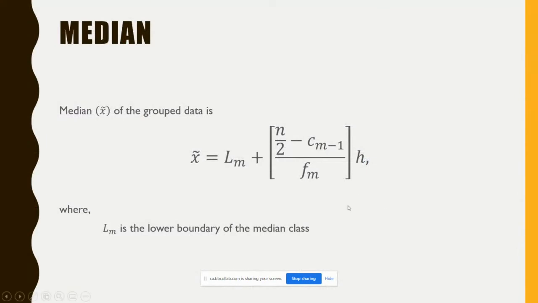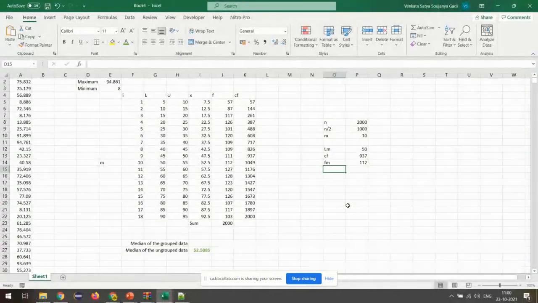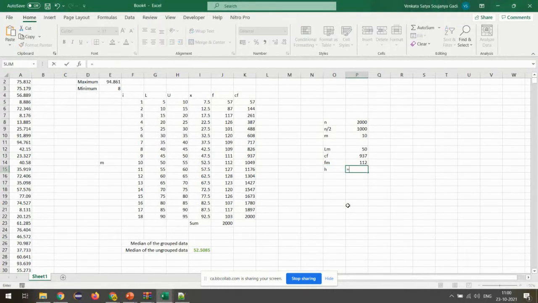And then I need H. I know H is the difference of upper limit and lower limit. You can take any class, it doesn't matter because all classes have the same. So let me say somewhere here.